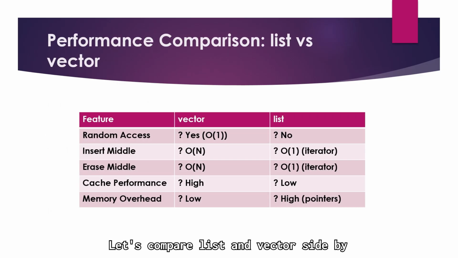Let's compare list and vector side by side. Random access: vector wins because it provides big-O of one access time with indexing. List has none. Insertion and deletion in the middle: list wins, constant time if you have the iterator. Cache performance: vectors perform better thanks to contiguous memory. Memory overhead: lists consume more memory due to the extra pointers in each node. So lists are great for frequent modifications, but vectors are better when you care about access speed and memory efficiency.